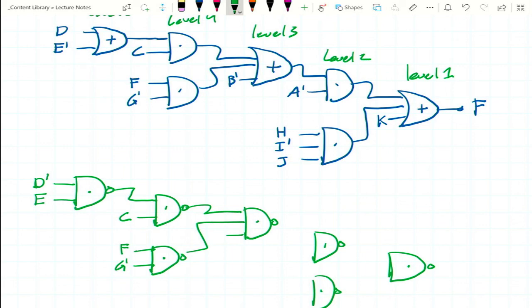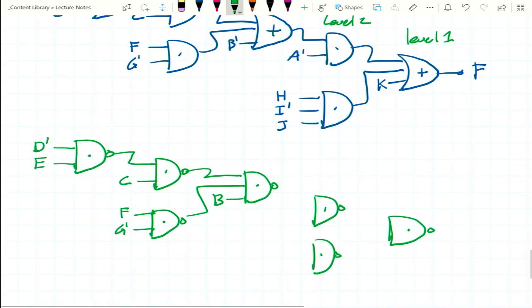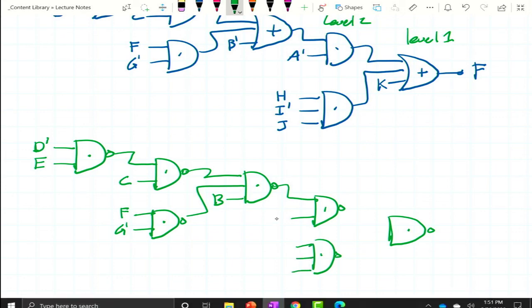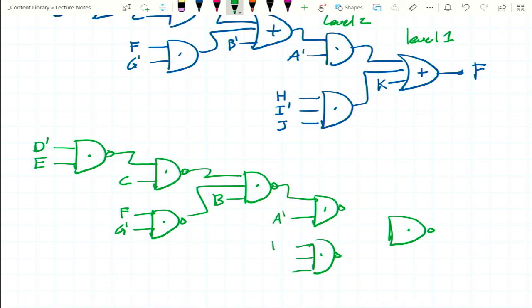Now this is level 3, which is an odd numbered level, so B prime becomes B. It feeds into this guy. And since this is level 2, it's an even numbered level, so these input literals will stay the same. A prime, H, I prime J, and then they feed into this one. This is level 1. The output is always level 1, which is odd numbered, so that means K is going to become K prime, and our output will still remain F. And that's all there is to it.